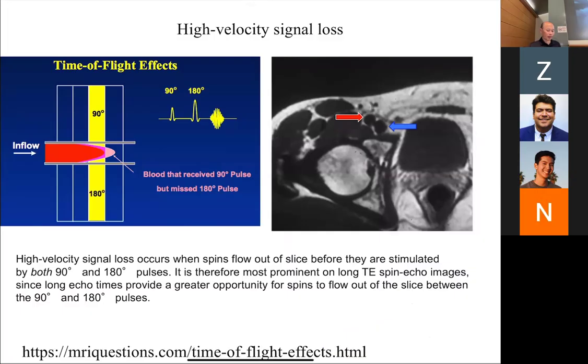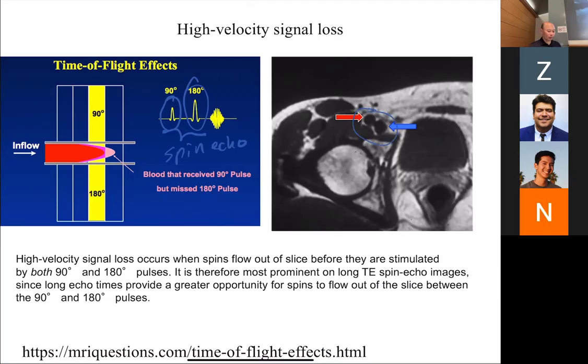Another area where inflow effect happens is, remember, this is what we call a spin echo. We have a 90-degree pulse and a 180-degree pulse, and the 180-degree pulse is refocusing the spins. Sometimes inflow effect can still be an issue: with a spin echo, the blood is flowing such that it experiences the 90-degree pulse, but it's going so fast it doesn't experience the 180-degree pulse, so it doesn't get refocused. In that case, you can end up with these really black areas where blood is flowing fast.